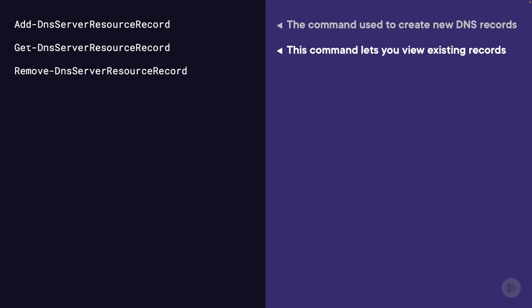Then we have Get DNS Server Resource Records, like you used in the first demo. This command lets you view existing records, sort of like a magnifying glass for your DNS landscape. And finally, we have Remove DNS Server Resource Record. This is your eraser, your cleanup crew for when you need to delete a DNS record.